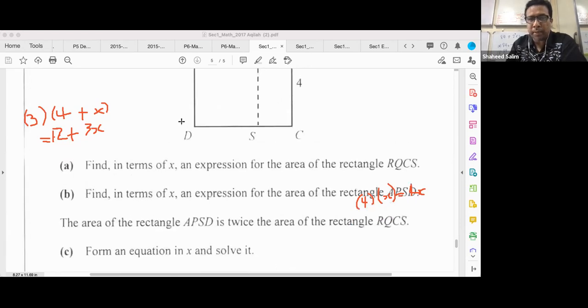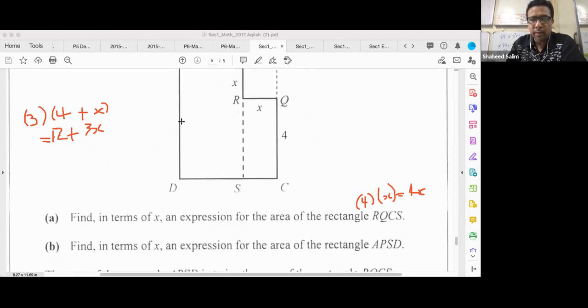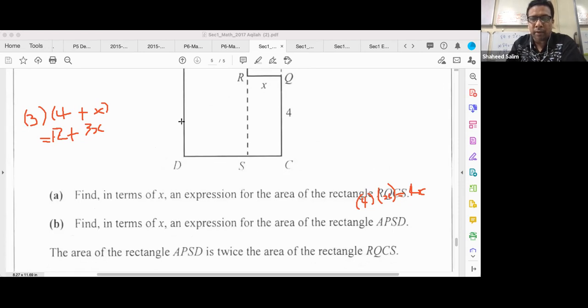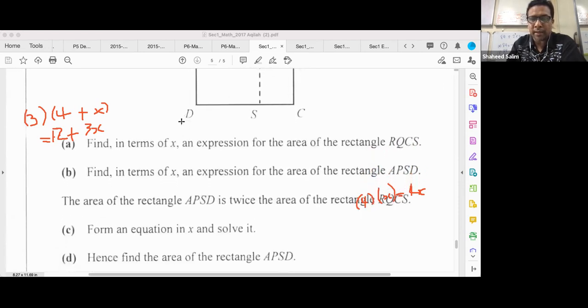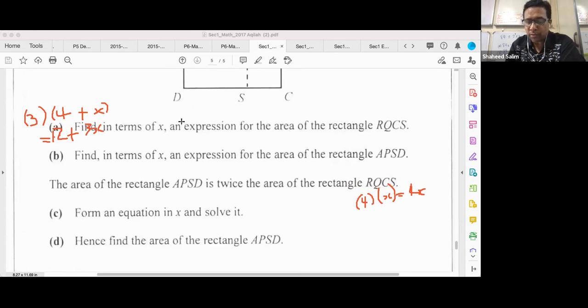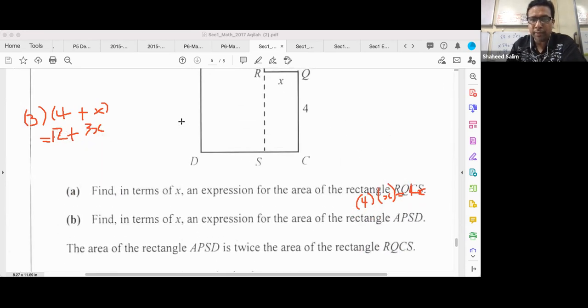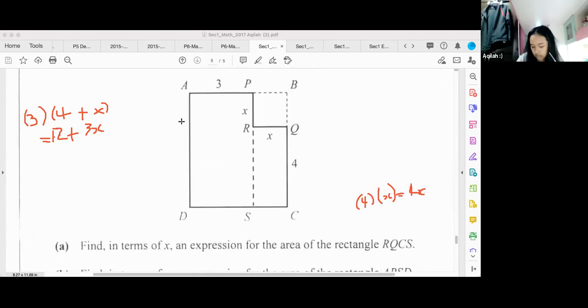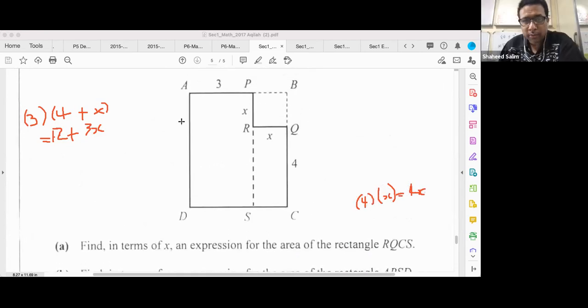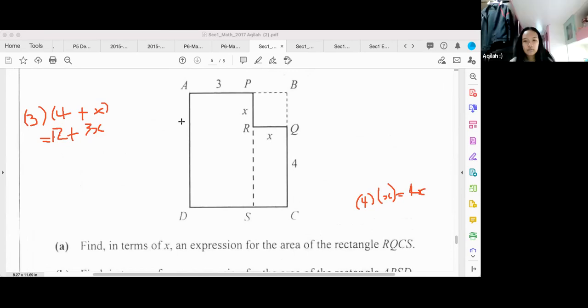So APSD. Let me see. They tell you the area of APSD is twice the area of something. So you form an equation. You found out x is 2.4, correct? So you need to just find out what do you do? You take 3 divided by 2, 1.5. 1.5 plus 4, 5.5. So what do you find? 5.5 here. Oh, hold on. That's why I think you got confused.